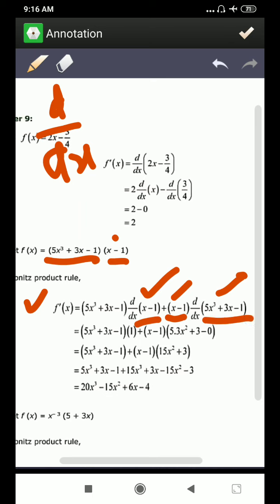5x cube. So 5 as it is, differentiation of x cube is 3x square. That is the derivative of 5x cube. Now in 3x, 3 as it is, differentiation of x is 1. So it will be 3 only, and the derivative of this 1 is 0. Now you just further simplify it to get the answer.